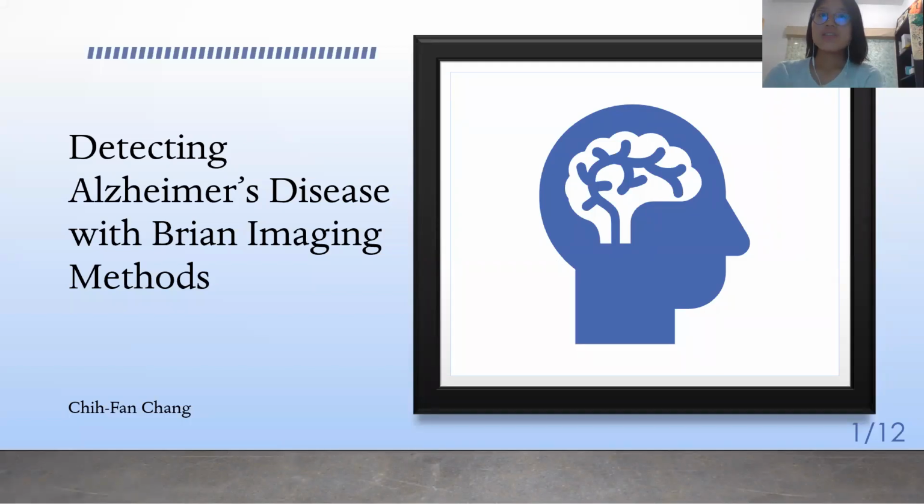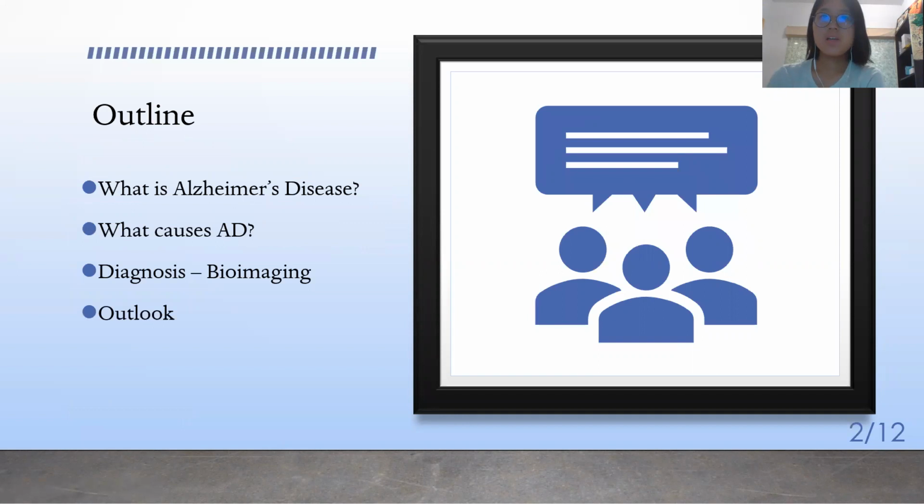Hello everyone. Today, I would like to talk about several brain imaging methods for detecting Alzheimer's disease. First, I will talk about what Alzheimer's disease is and why people get it. And then, several bioimaging methods for diagnosis. Finally, we will look at the future.